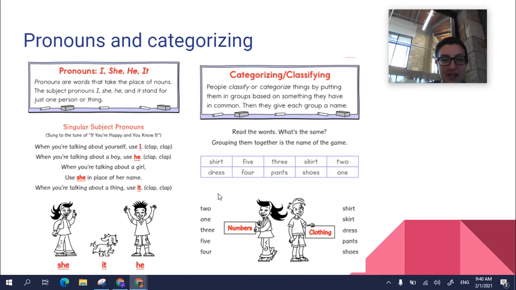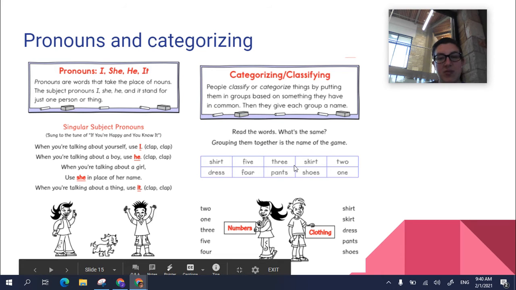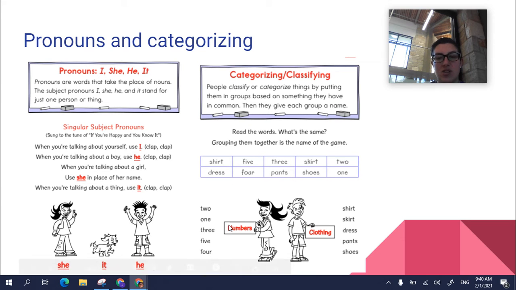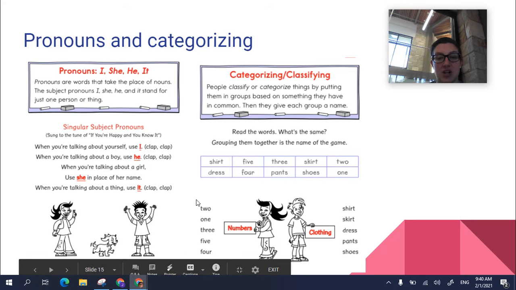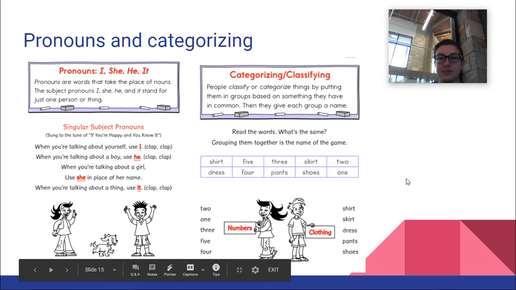So if you look at these, we have shirt, 5, 3, skirt, 2, dress, 4, pants, shoe, 1. So the things that they have in common is half of these are numbers, the other half are types of clothing.